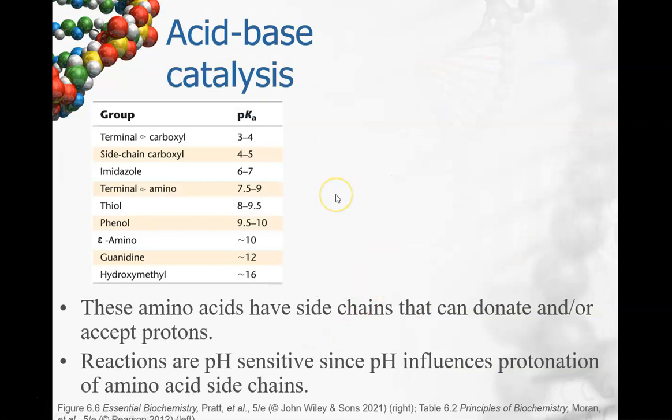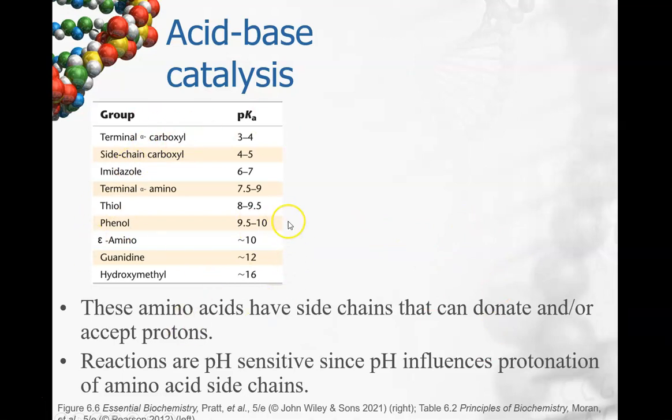So we want to introduce different terms so we can have something which we call acid-base catalysis, and we know that acids will use the Bronsted-Lowry definition. Acids are proton donors and bases are proton acceptors. So in acid-base catalysis, in the process of converting substrate to product, we will have amino acids that have side chains that can donate and/or accept protons. And what that means is that these reactions are pH sensitive, because pH is going to influence whether these side chains are protonated or not. And in some cases, the side chain has to be protonated. In some cases, it has to not be protonated, depending on the mechanism.